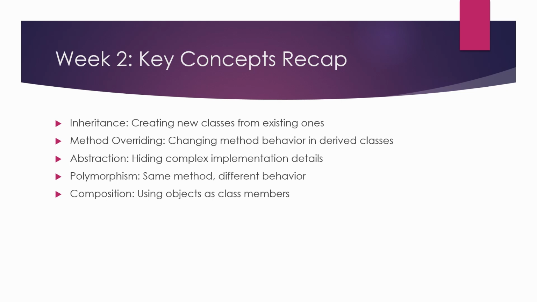Abstraction: hiding unnecessary details and exposing only the essential features of an object. Polymorphism: the ability to call the same method on different objects, each responding in their own way. Composition: a design principle where a class contains references to objects of other classes, representing a has-a relationship.